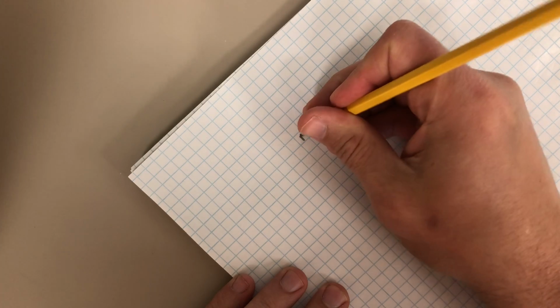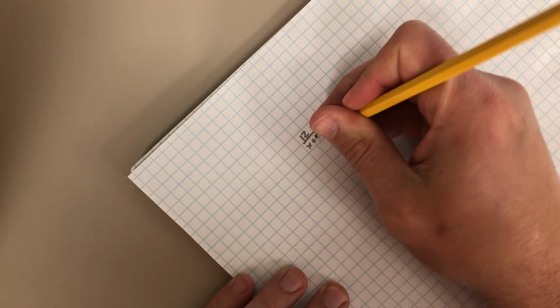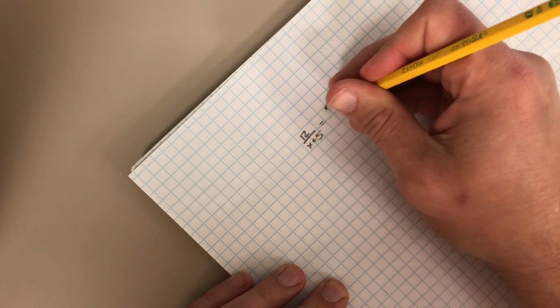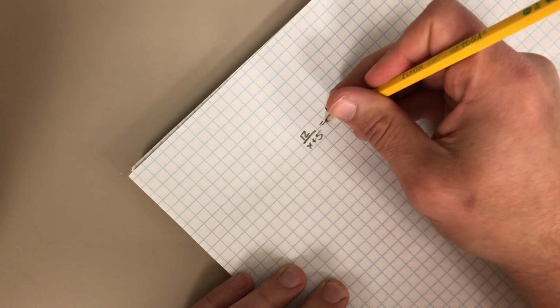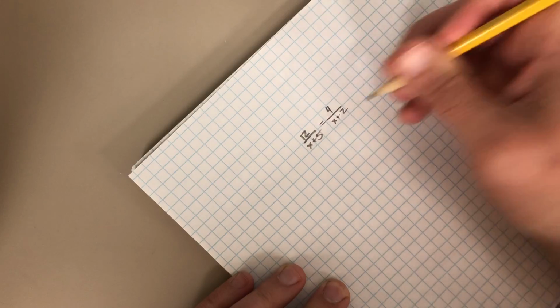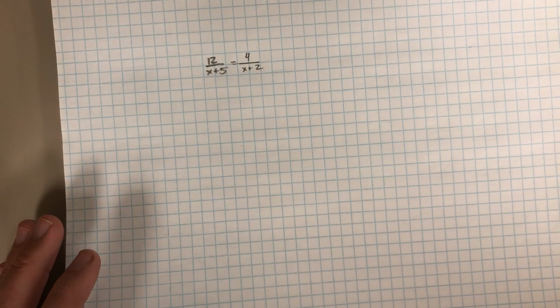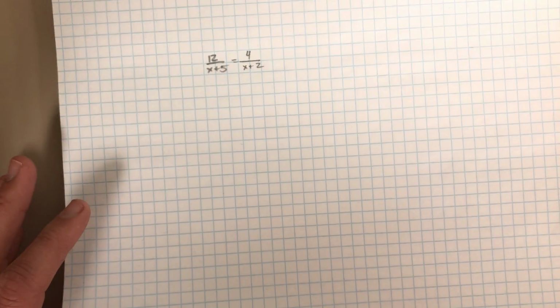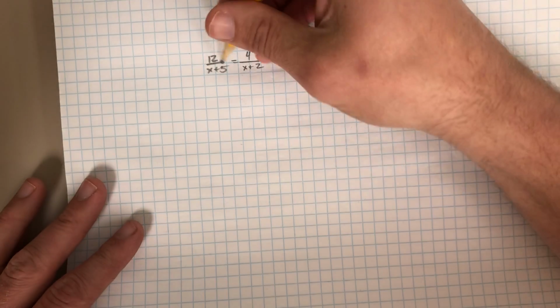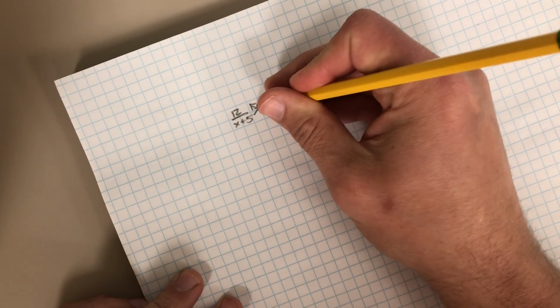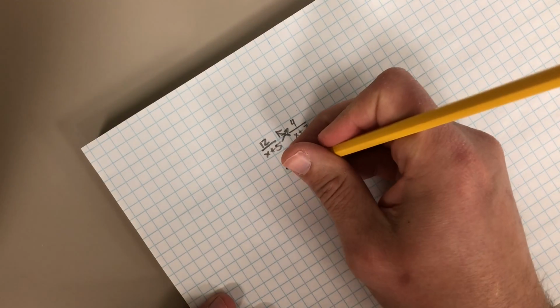Let's take a look. 12 over x plus 5 equals 4 over x plus 2. Okay? 12 over x plus 5 equals 4 over x plus 2. Remember that cross products are equal. So, 12 times x plus 2 equals 4 times x plus 5.